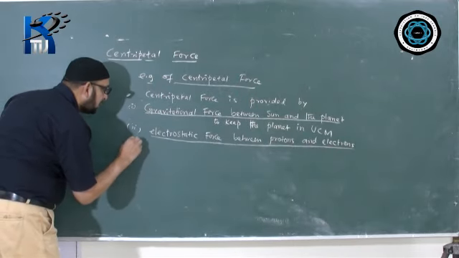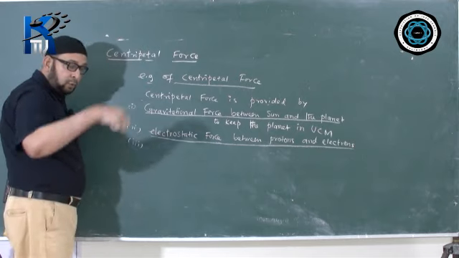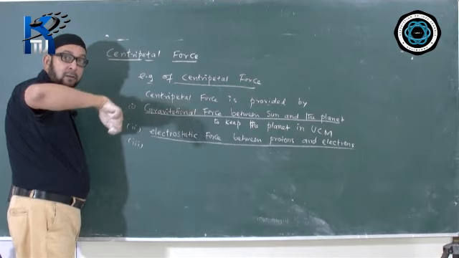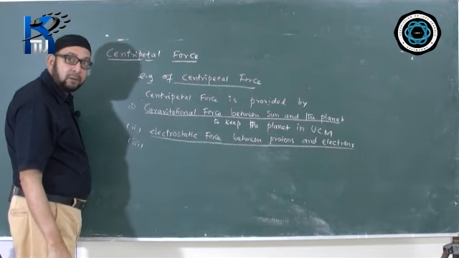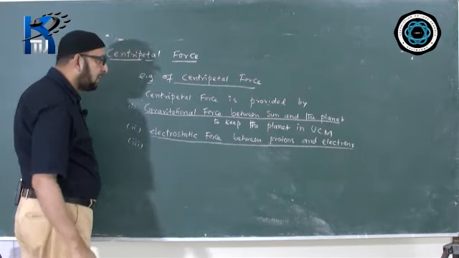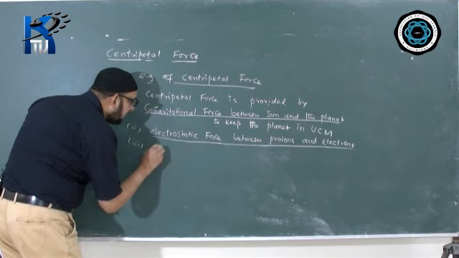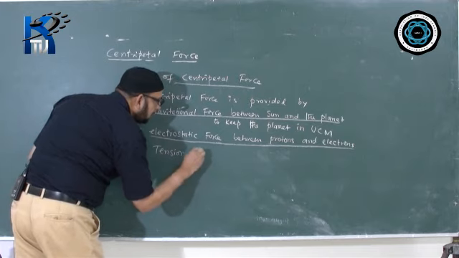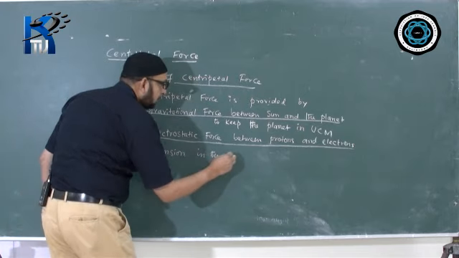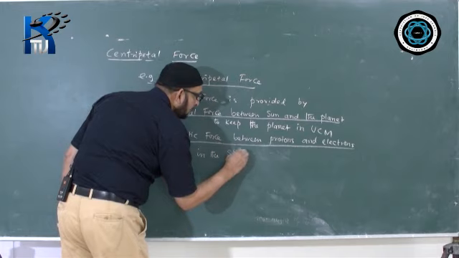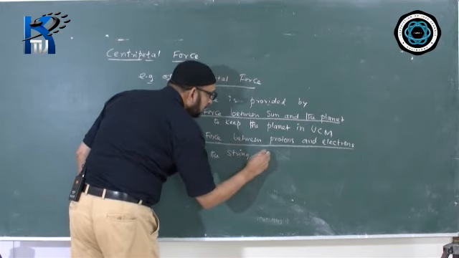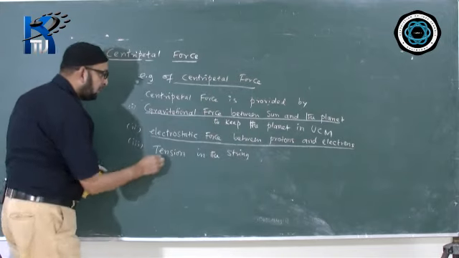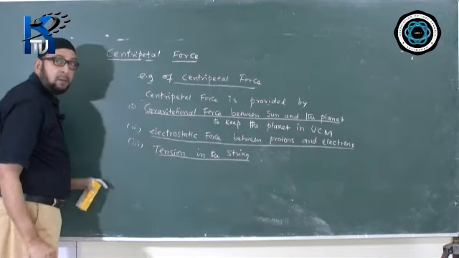Let us take another case. A stone tied to one end of a long string and whirled to describe a horizontal circle. So, what provides the centripetal force in that case? There we say tension in the string provides the necessary centripetal force. This would be the answer for this.